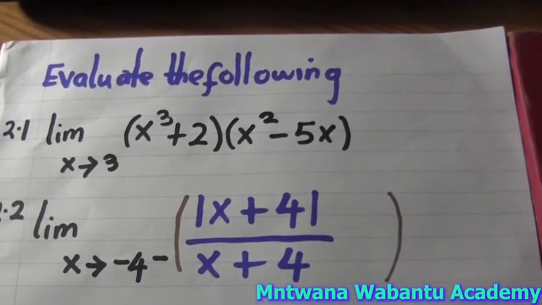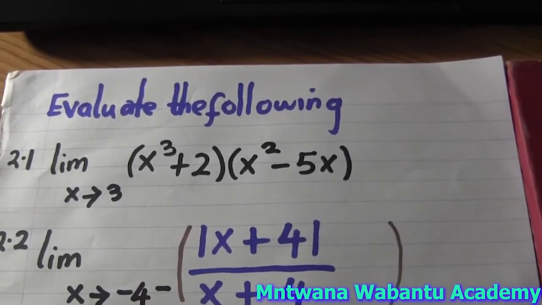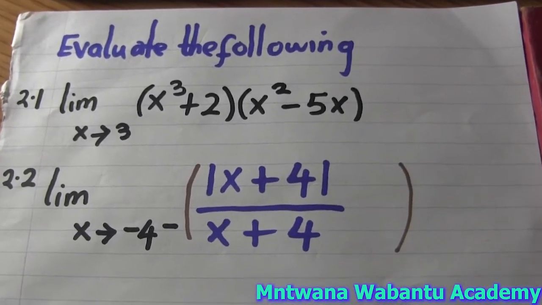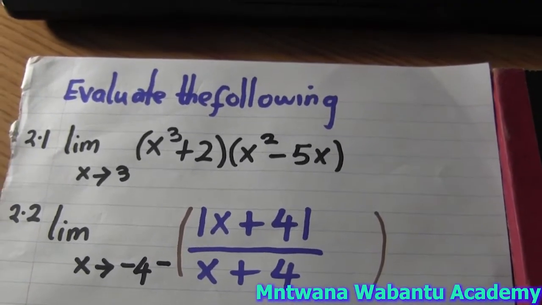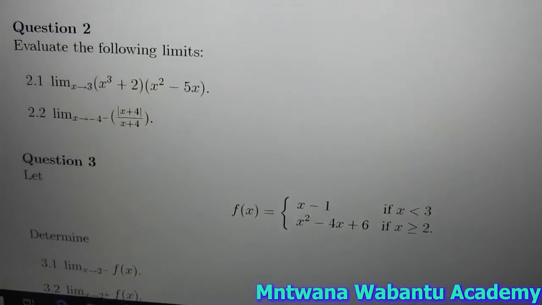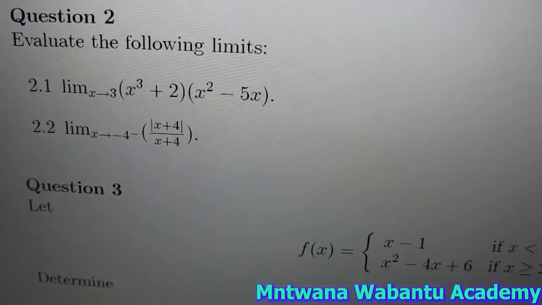Well, so we have a question right here. They say evaluate the following: limit as x approaches 3 of x cubed plus 2x squared minus 5, just like how we see. The same question is also one of the questions in the book, so write that one right there.